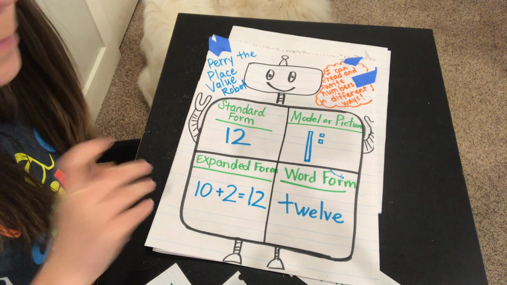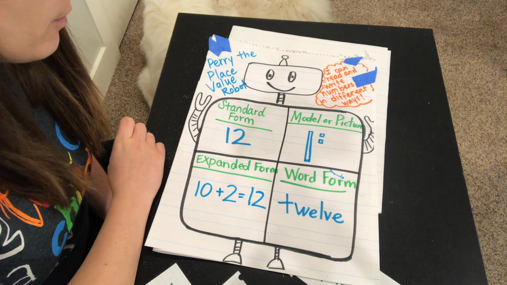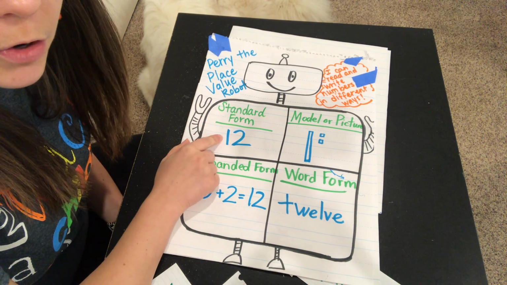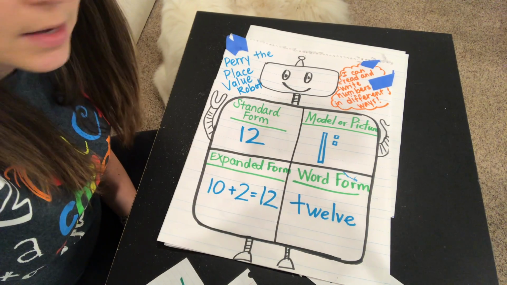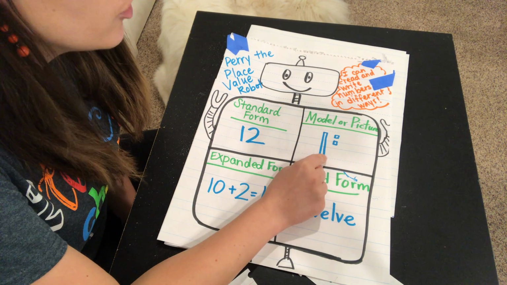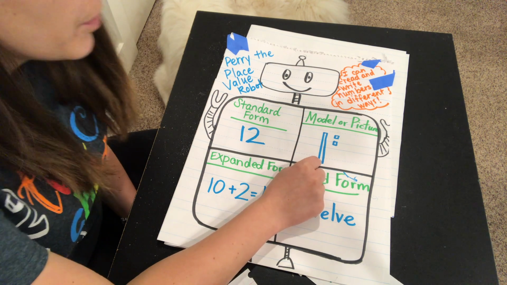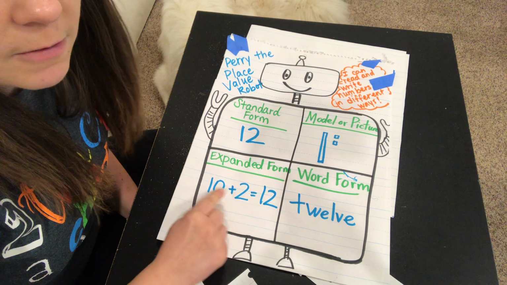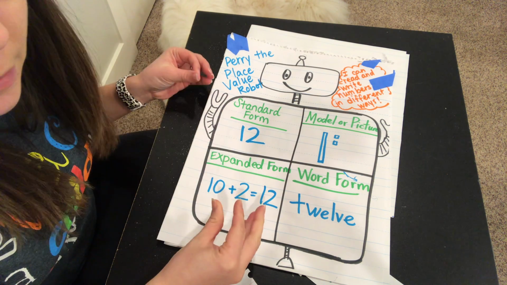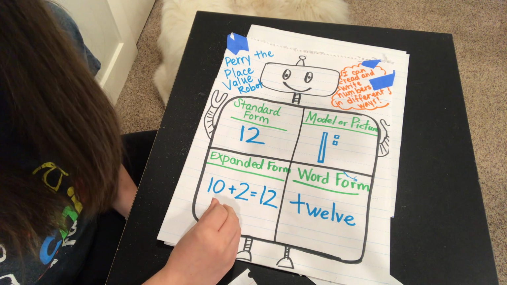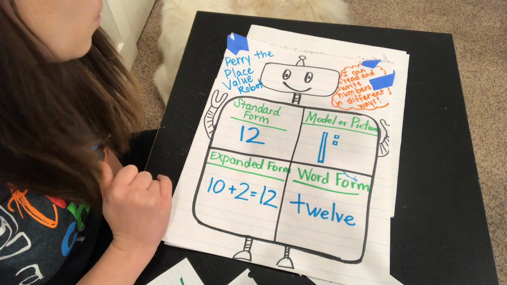Remember, we had Perry here, Perry the place value robot, and we learned that standard form is just the usual way that you see a number. We learned about drawing a picture or using your base 10 blocks to model numbers. We also talked about expanded form and how that's when you stretch the number out and make it into a number sentence. And then finally we talked about word form.